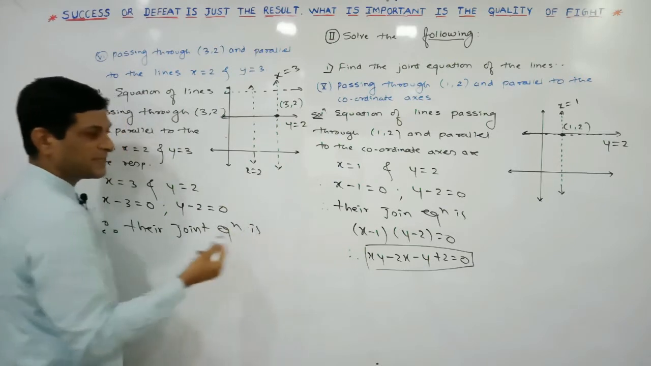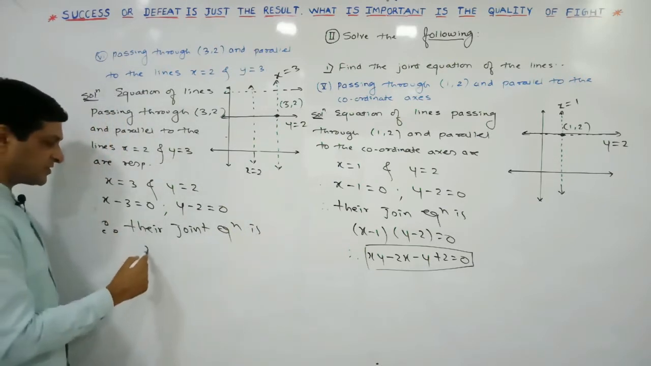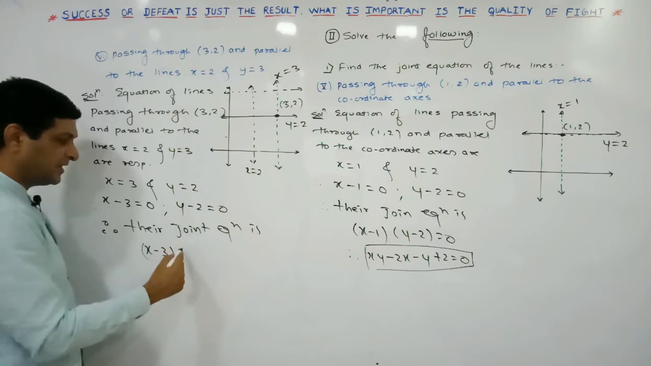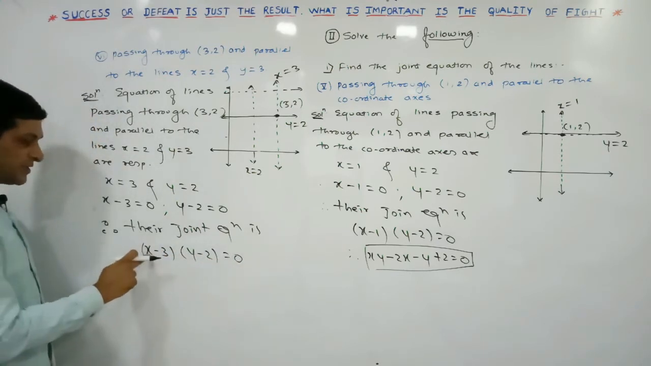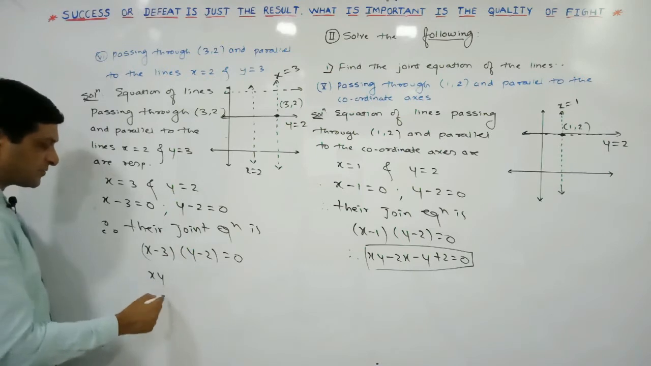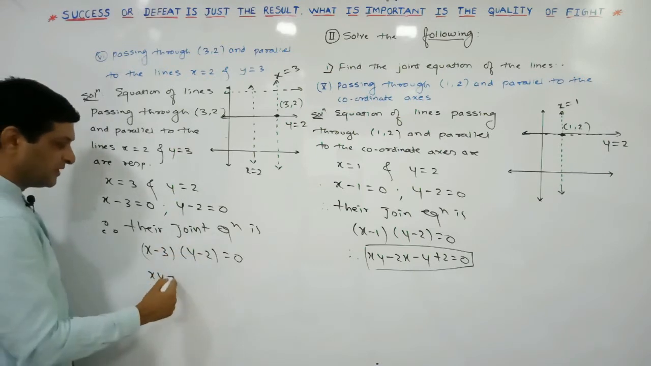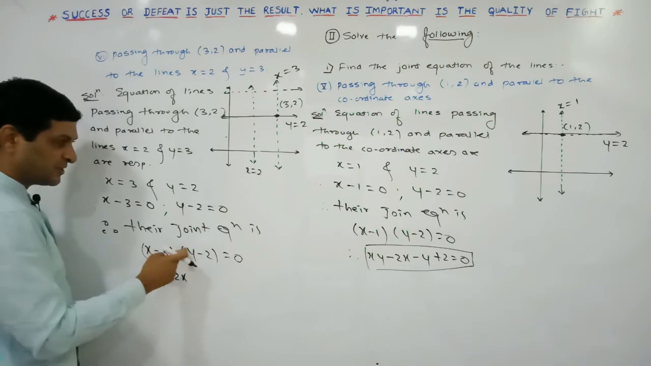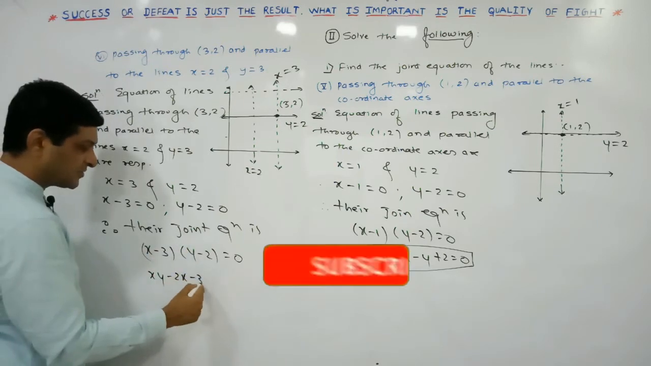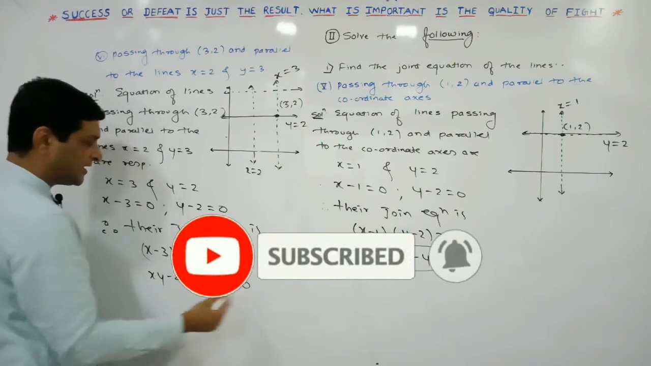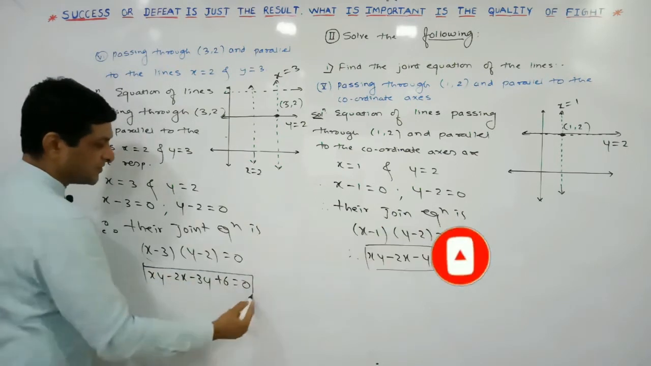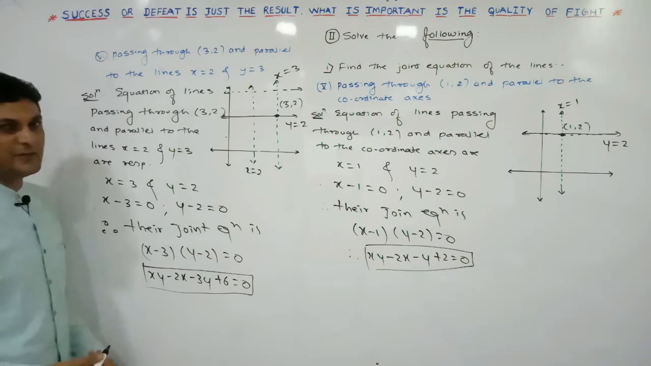Now we are taking simply the multiplication of these two equations. The first equation is x minus 3 and the second equation is y minus 2 is equal to 0. Take the multiplication: x into y will be xy, x into minus 2 will be minus 2x, minus 3 into y will be minus 3y, and minus 3 into minus 2 will be plus 6. Nothing is there to simplify, so we can say that this will be our required joint equation.